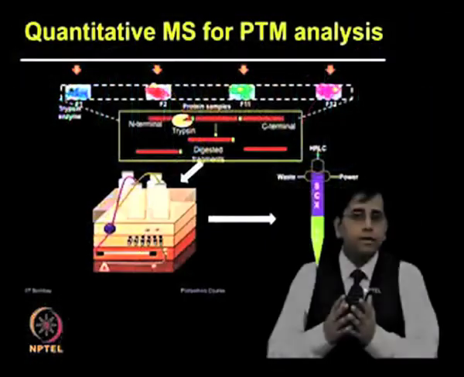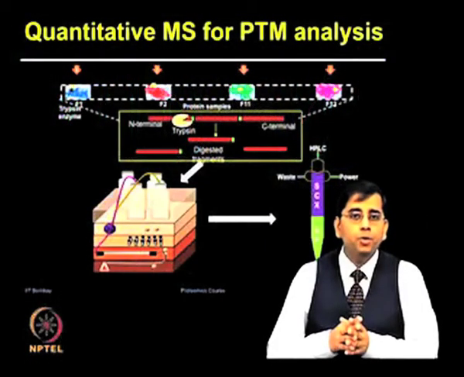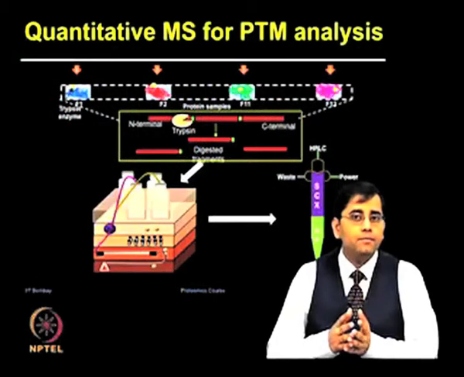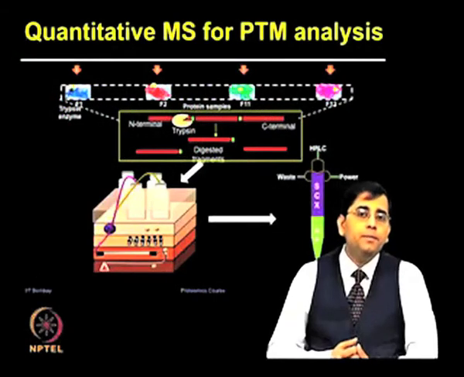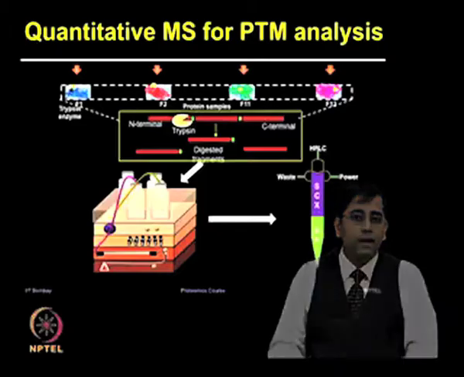Metabolic labeling methods such as SILAC are used for label-based quantitation of PTMs. However, this strategy can only be used for living cells. Other chemical labeling methods such as iTRAQ are also used for PTM analysis.